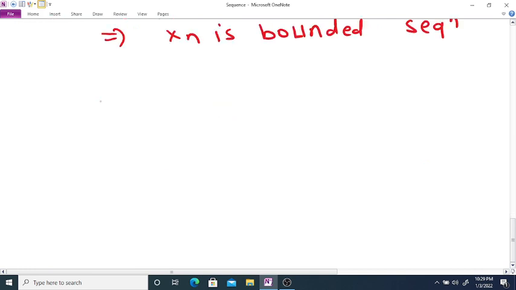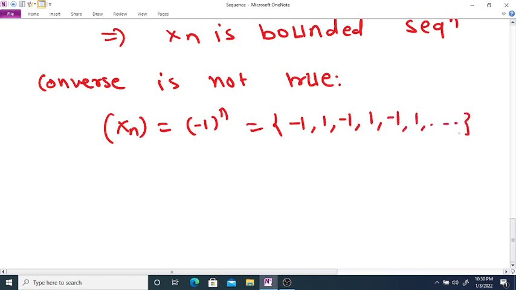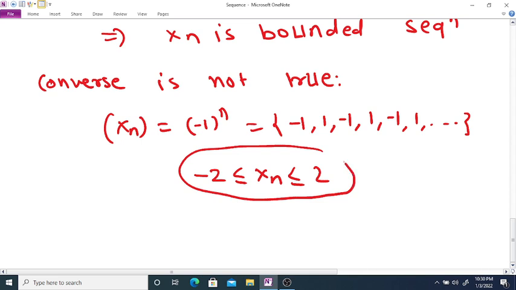But the converse is not true. That is, not every bounded sequence is convergent. For example, if we take xn equal to minus 1 raised to n, and write a few terms of the sequence, we get minus 1, 1, minus 1, 1, minus 1, 1. So xn lies between minus 2 and plus 2: each term of the sequence lies between minus 2 and plus 2, and therefore xn is a bounded sequence.